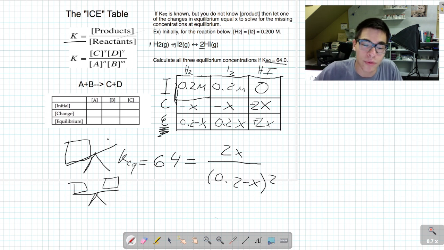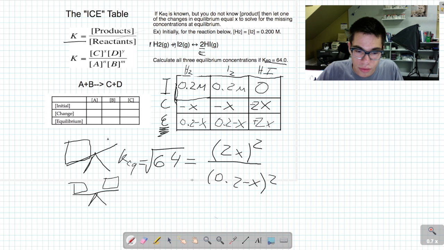And when writing equilibrium expressions, we raise each concentration to the power of its coefficient, and in this case the coefficient is 2, so we raise the product concentration to the power of 2 here. Then we want to solve this equation for x. It is very easy since both sides are squared, and the square root of 64 is 8. It's not going to be like that in all of them. In later videos we're going to learn how to use the quadratic formula to solve these. But we can take the square root here, and we have 8 equals 2x over 0.2 minus x.